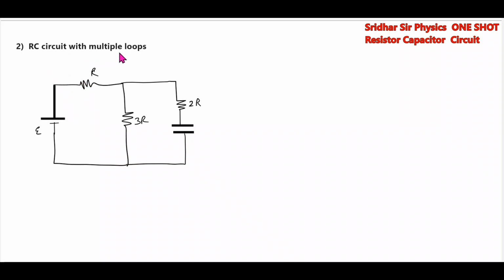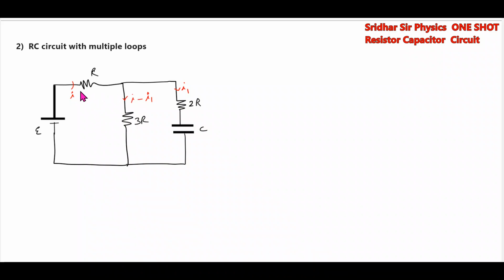We have this RC circuit with multiple loops. There is a cell, resistors 3R and 2R, and there is a capacitance C. Initially, the capacitor is not charged. Now we have to calculate the charge across the capacitor at any time and the current in all the branches. What methods are there? We'll assume the current here to be I1. The main branch current, let it be I. Here, I minus I1.